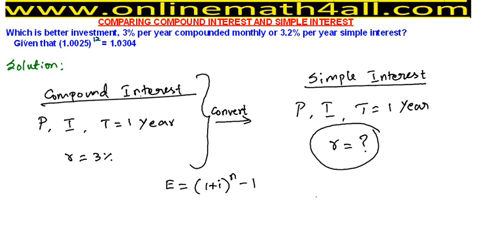Now our first aim is to get the value of i. To get the value of i, we have to convert this percentage into decimal form. So 3% is equal to 3 over 100, which is equal to 0.03. To get the value of i, this 0.03 is to be divided by 12, because the word compounded monthly means we have 12 months in a year. That is the reason I divide the decimal form of the percentage by 12.